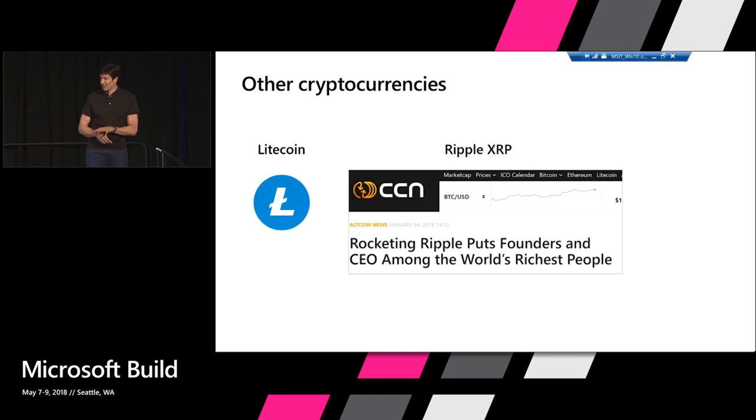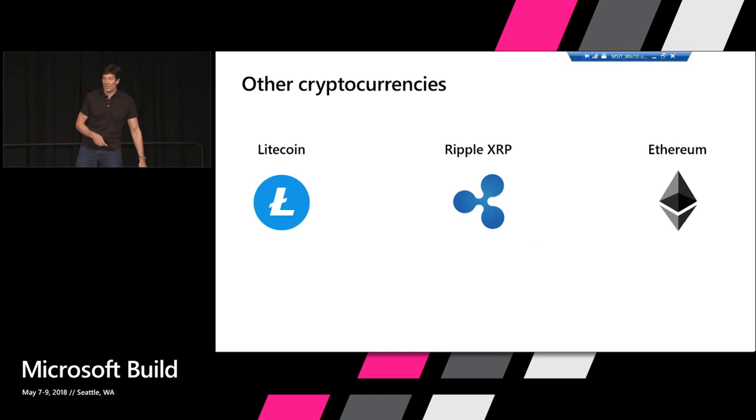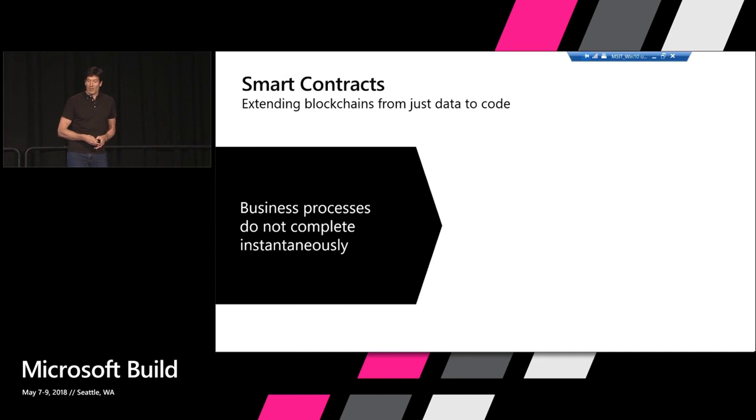And then here's another one, Ethereum. This is another public cryptocurrency network. This one has a decent market cap as well. It's up in the tens of billions of dollars. But this network isn't designed to be a cryptocurrency network. It's designed to be a network for what are called smart contracts. So let's talk a little bit about smart contracts.